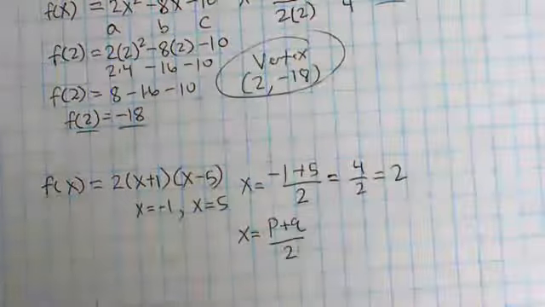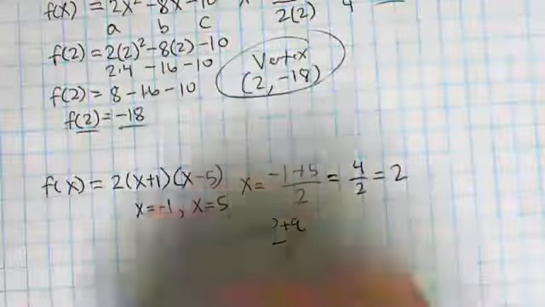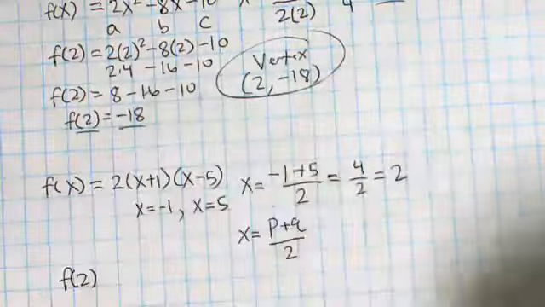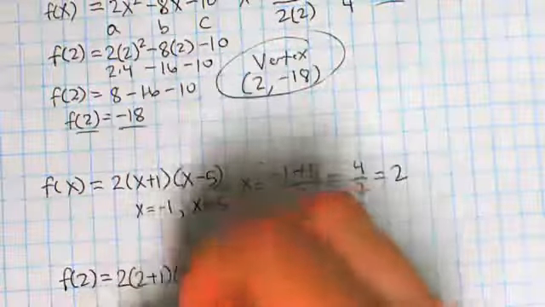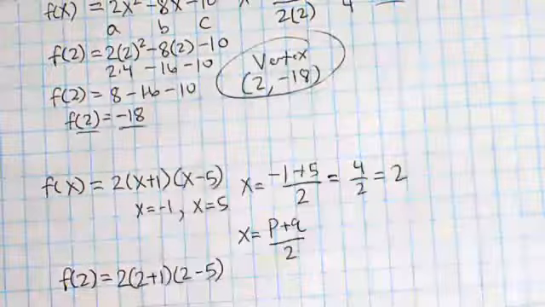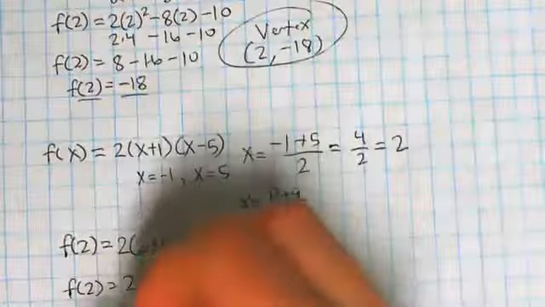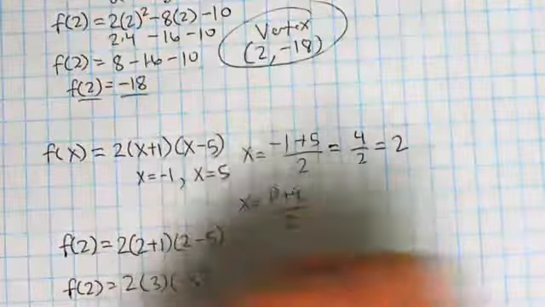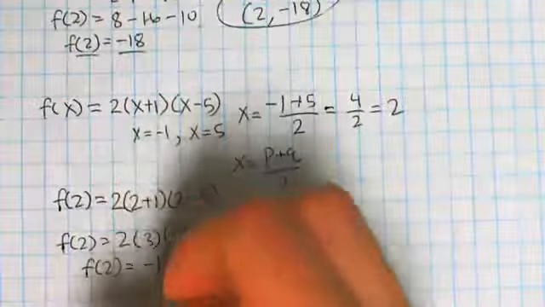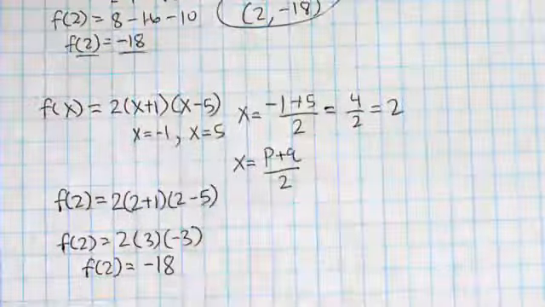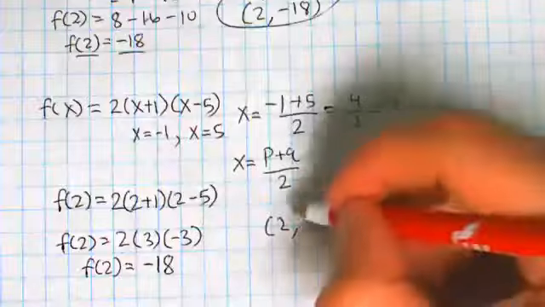And once you know that x is equal to 2, you have the x value of the vertex, aka the axis of symmetry, which means that you can then plug in 2 for x into your equation. So I plug in 2 here. This gives us f of 2 is equal to 2 times 3 times -3. Or, unsurprisingly, f of 2, once again, equals -18. And this gives us our vertex of 2, -18. And then you can go ahead and graph it as we did before.